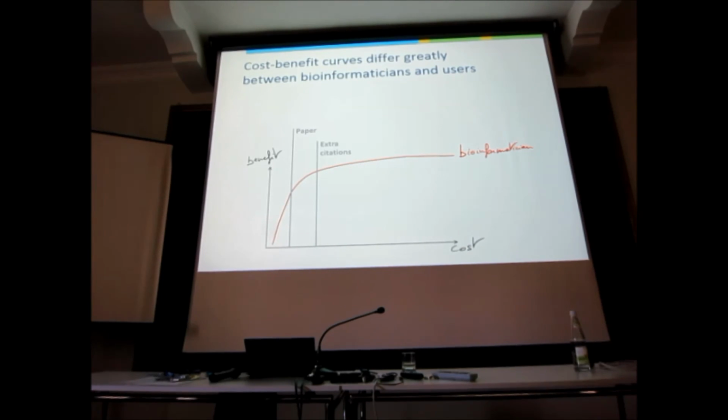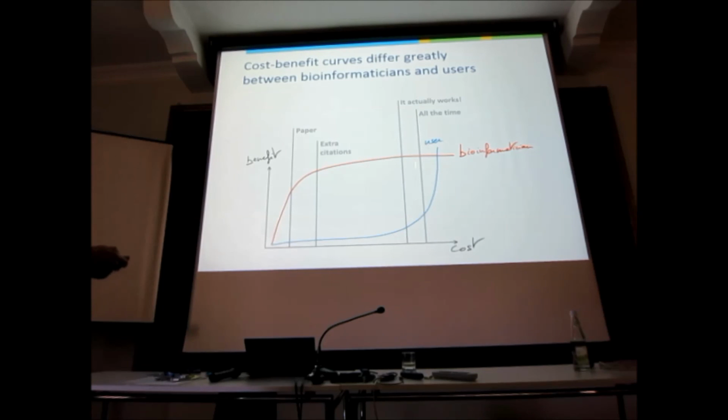Now we look at the user. This is the user. They don't care jack about the bioinformatics solution until it actually works. But look, the benefit is minimal, because the problem is it doesn't work all the time. But if it works all the time, it gets a little bit better. And then it works all the time on all the cases you throw at it, and then it becomes really useful for you. Okay? This is not to scale.